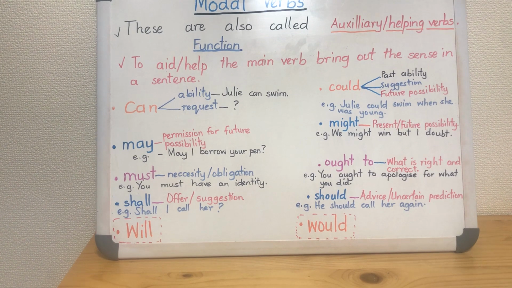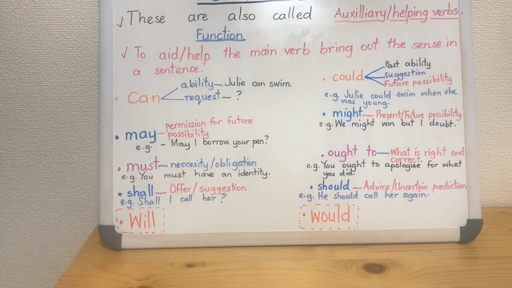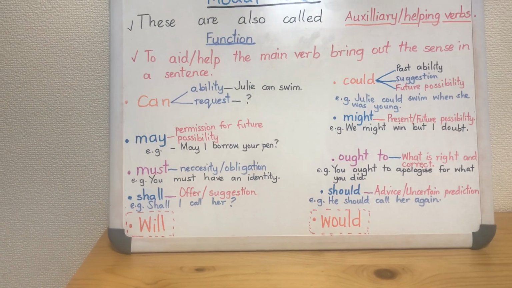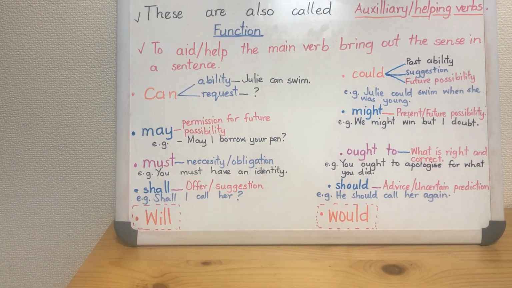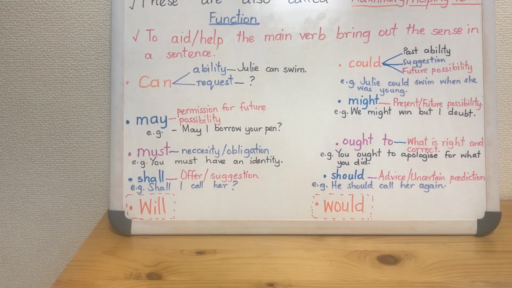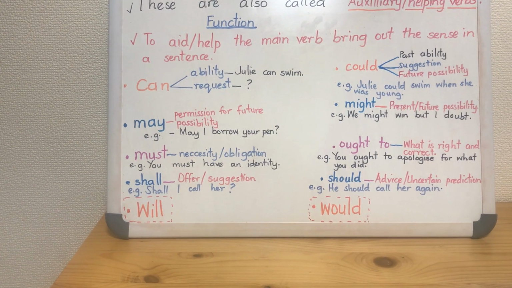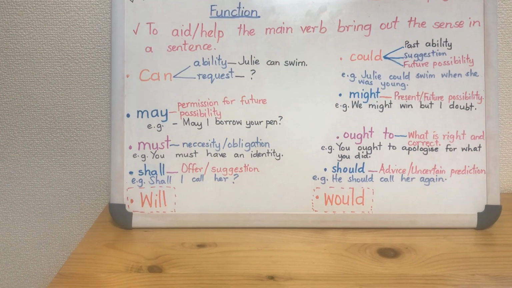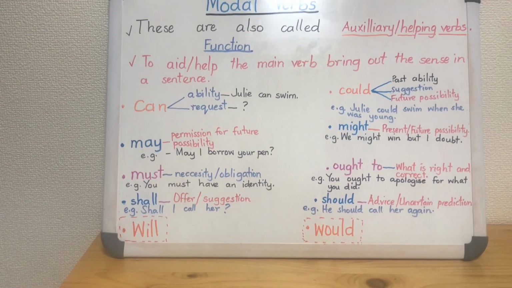The fourth pair is shall and should. Shall, you are offering or suggesting. Offer or suggestion. Shall I call her? Where do you put it? Is it an offer? Is it a suggestion? Justify your answer. Give more examples to show that you have understood what you're talking of.